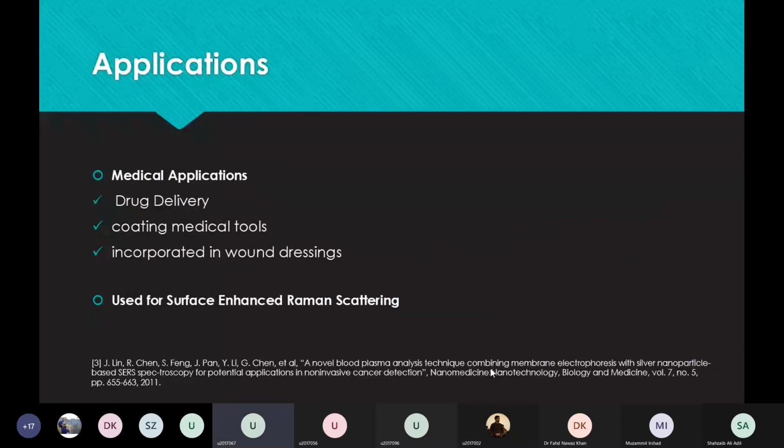The above mentioned properties are used in the following applications of silver nanoparticles. These nanoparticles are widely used for medical applications such as drug delivery and coating of medical tools. Another very interesting application is surface enhanced Raman scattering, which is used to detect cancer. Now I would like to call Shazib to tell you more about our project.